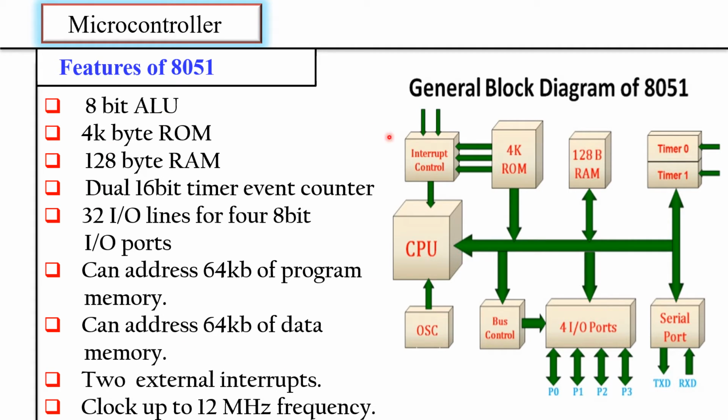So these are the features of 8051. Let us very fast revise the features of 8051 microcontroller. 8-bit arithmetic logic unit, 4 kilobyte of ROM, 128 bytes of RAM, dual 16-bit timer, 32 I/O lines for 4 8-bit input output ports, and it can address 64 kilobyte of program memory and 64 kilobyte of data memory. Two external interrupts, and the clock speed is 12 megahertz frequency.